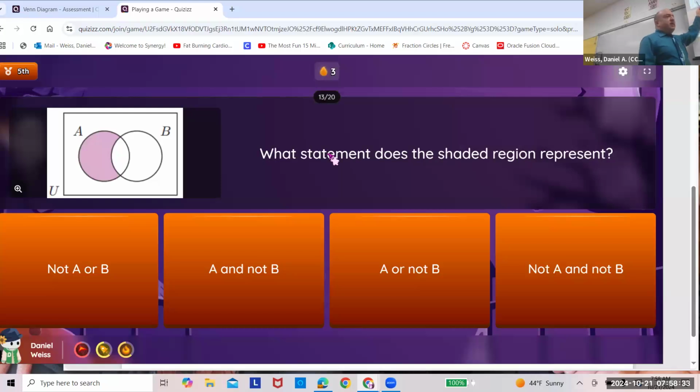Which do you think this would be? It is just A and not B, right? It's A and not B, because this part is also A, right? But it has to be not B included because this part is also A, right? So it's A and not B.